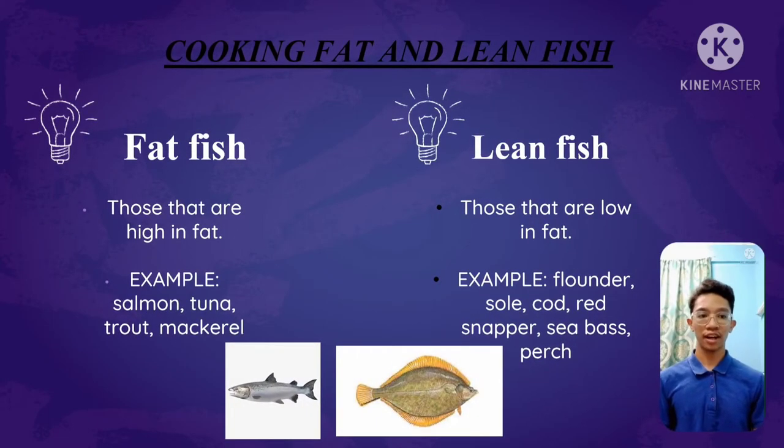Cooking fat and lean fish. Fat fish, those that are high in fat, for example salmon, tuna, mackerel. Lean fish, those that are low in fat, for example flounder, sole, cod, red snapper, sea bass, perch.